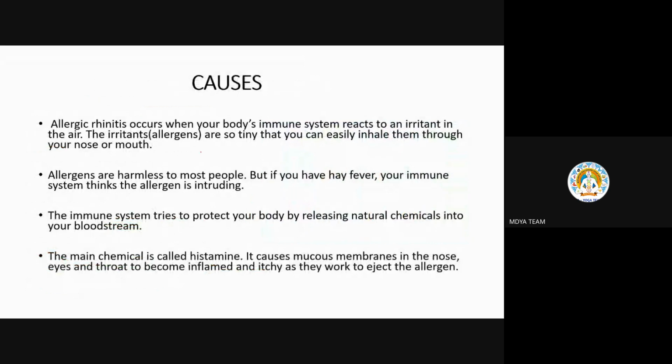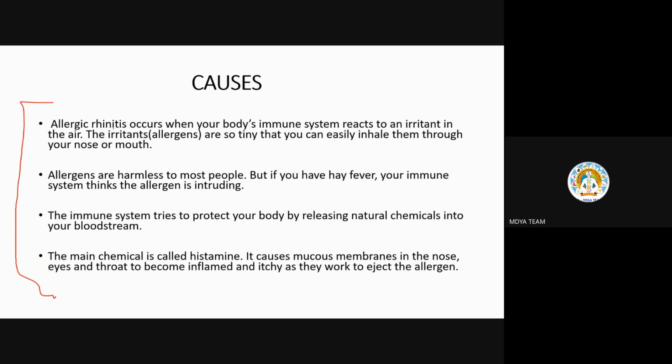Now, causes. You can see this is the whole summary of whatever I have made you understand in the starting. It is written in words. You can read it and easily understand this. This is nothing but what we can see fast.